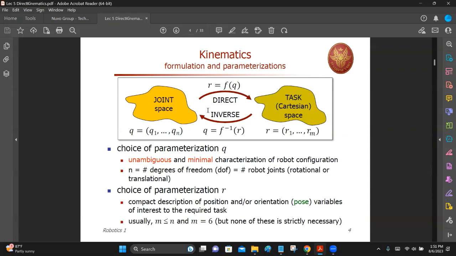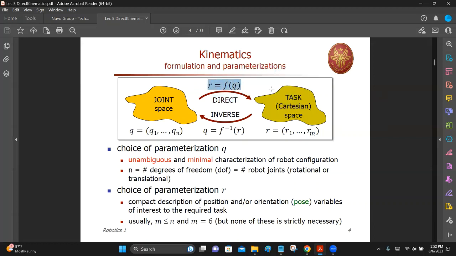So here are the two spaces. On the left, we have joint space, joint angles, and on the right, you have task or Cartesian space. All right. So once you define your task in the Cartesian space, you need to transform it to the joint angles, and we call it inverse kinematics. Inverse kinematics. And if you have the joint angles, to calculate the end effector position in X, Y, Z is called the direct kinematics. Direct kinematics, okay?